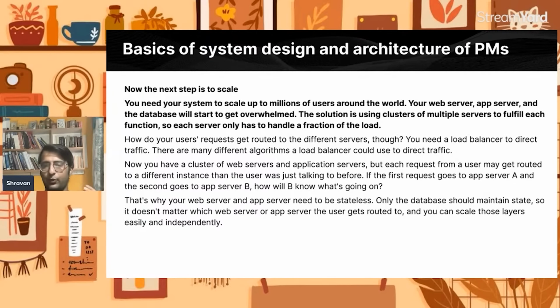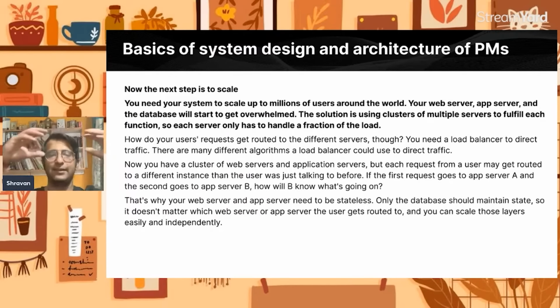Now the question is that if different requests are routing to different servers, how will a server know? For example, server 1 got a request that Shravan is a user. Next time Shravan sends a request, the request goes to server 2. How will server 2 know that Shravan is already a user? Give me a sense, give me a yes or no. How will server 2 know that Shravan has already sent a request and it is already on server 1?